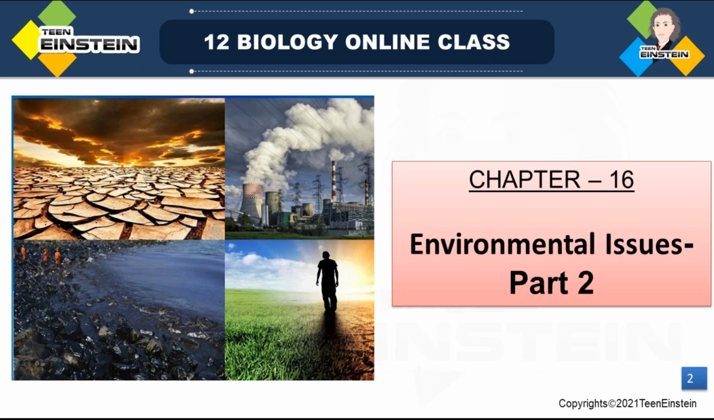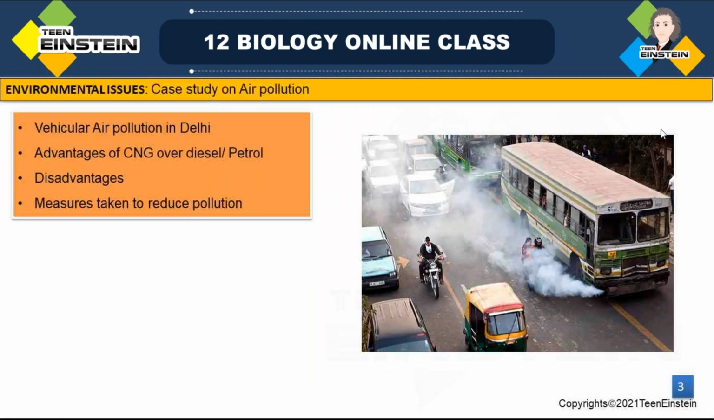In the last class we explained how electrostatic precipitation works. Then we learned about noise pollution, and in noise pollution, 150 decibels or more may damage the hearing ability. So that much we learned. Then in this class we are starting with a case study on air pollution.